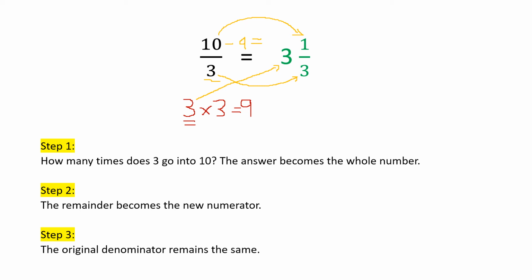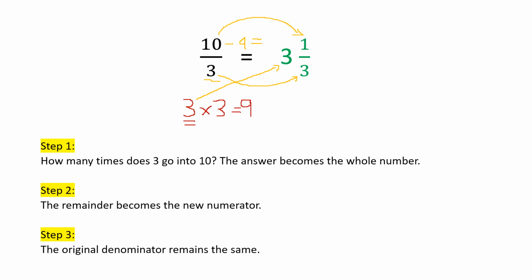Okay, so I'll go over it again. So step 1, how many times does 3 go into 10? We found out that 3 goes into 10, the maximum it can go is 3 times. Okay, so 3 times 3 is 9. So 3 becomes the whole number.